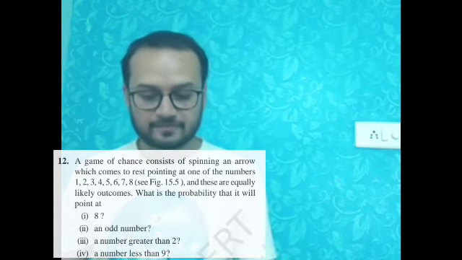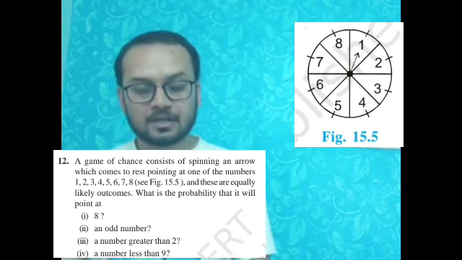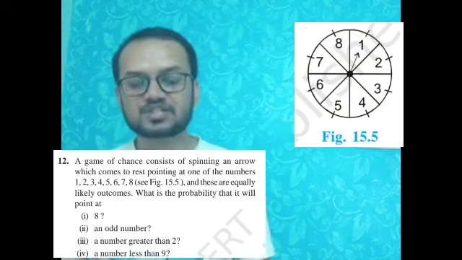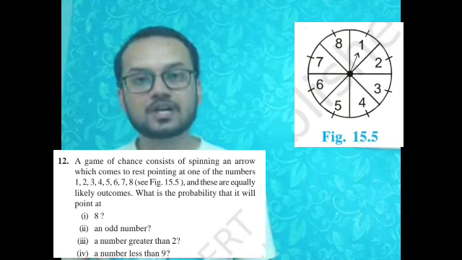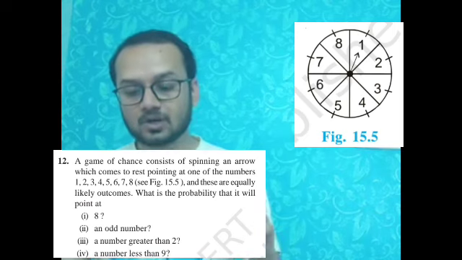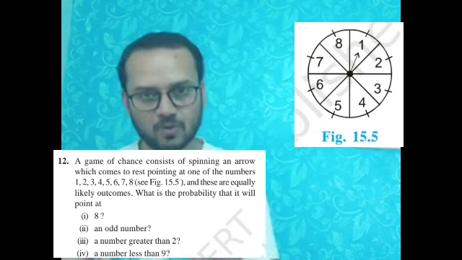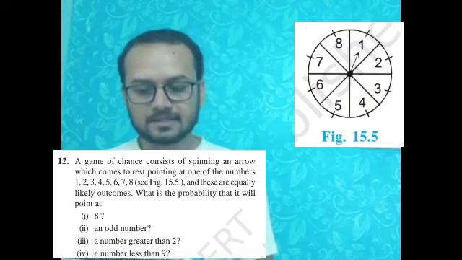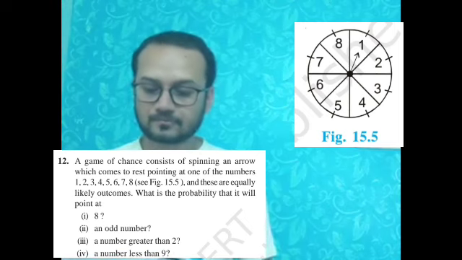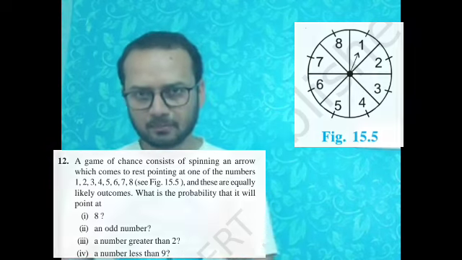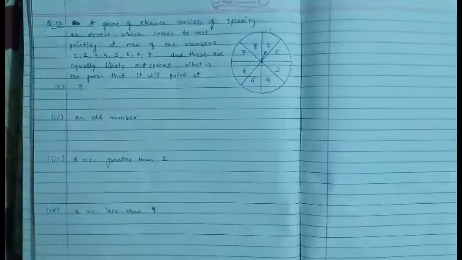Let's see the next question. Question number 12. A game of chance consists of spinning an arrow which comes to rest pointing at one of the numbers 1, 2, 3, 4, 5, 6, 7, 8. These are equally likely outcomes. Now we have to find the probability. What is the probability that the arrow will point towards number 1, 8. Let's solve this question according to the given questions.